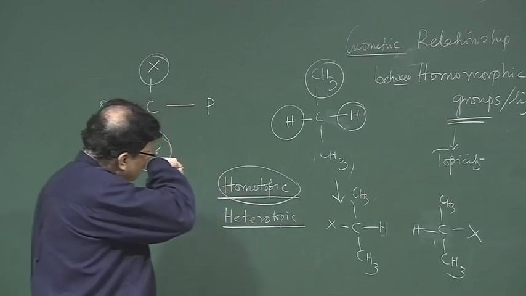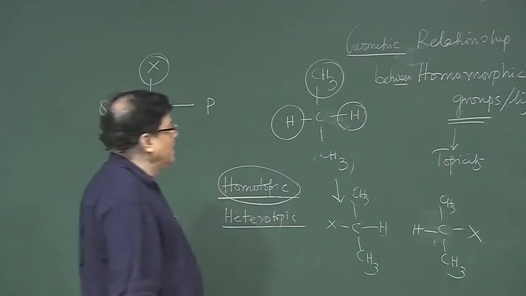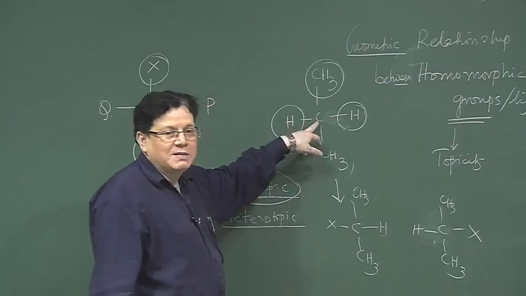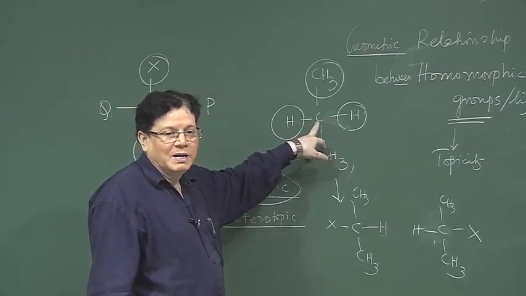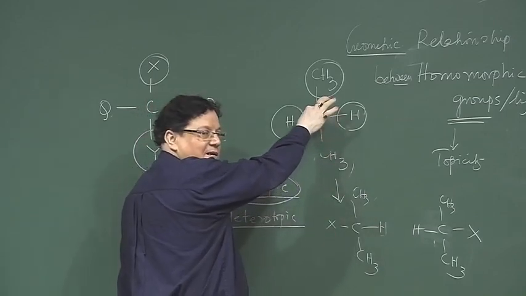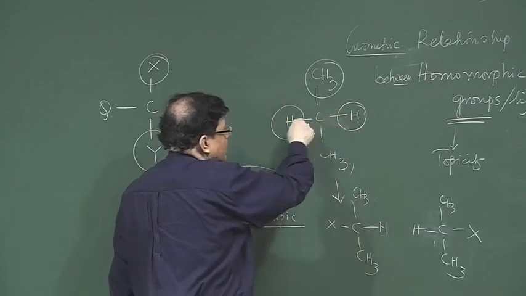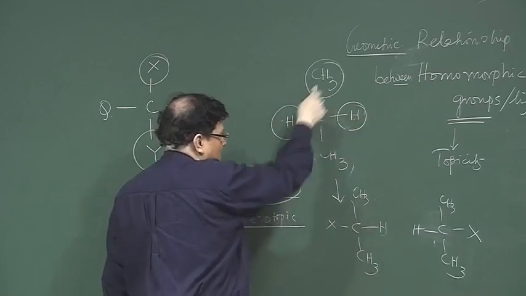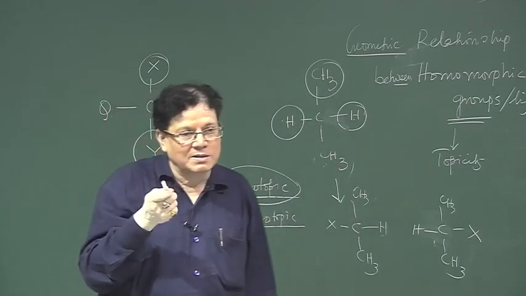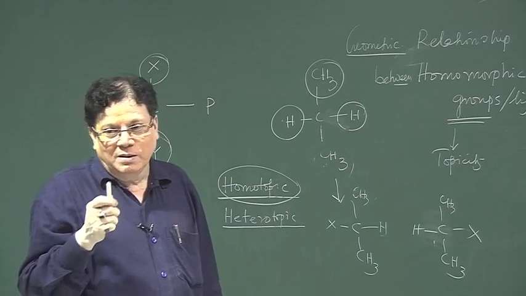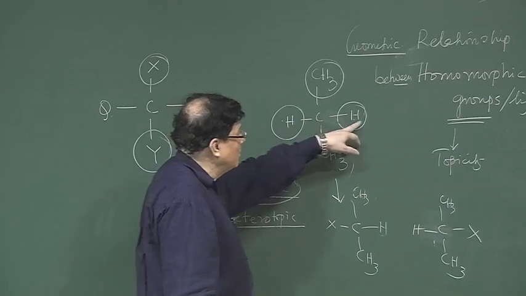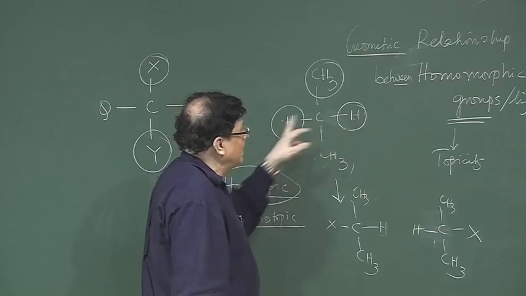In symmetry terms, to find the homotopic, you have to find whether there is a C axis present here or not. Like this molecule has a C2 axis. If you put an axis like this and rotate it by 180, this hydrogen goes there, that hydrogen comes here, methyl goes down, this methyl goes up, but it remains the same. So, it has a C axis, that means a proper element of symmetry. If that is present, then also you can say that they are homotopic.